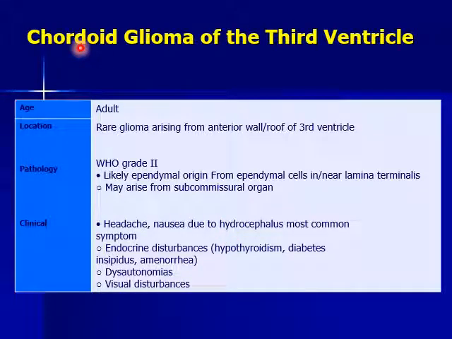The last tumor is chordoid glioma of the third ventricle. From the name, it occurs in the anterior part of the third ventricle. It simulates colloid cysts. It is usually in an adult, a rare glioma arising from the anterior wall or roof of the third ventricle. It is WHO grade 2, likely of ependymal origin, and may arise in the subcommissural organ. They present with hydrocephalus because of obstruction of the foramina of Monro, sometimes endocrine disturbance, and visual disturbance because of its nearby location to the optic chiasm.